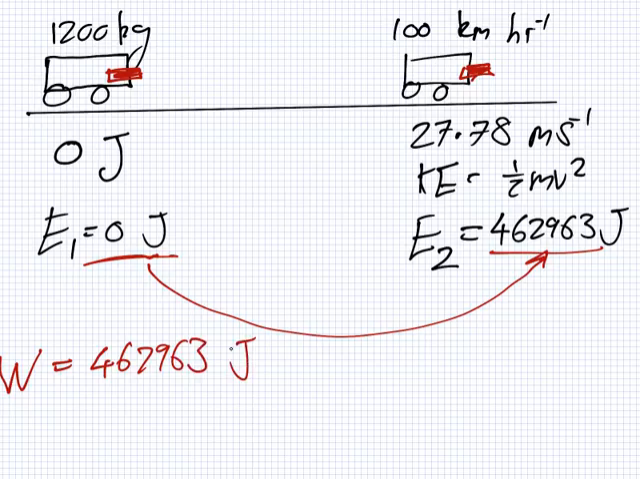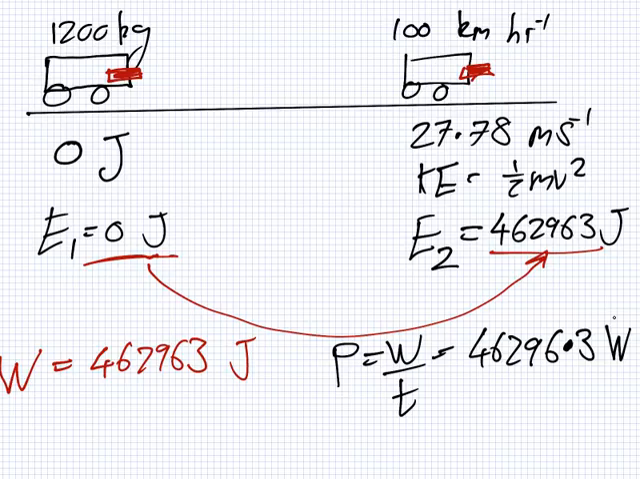And now we need the power. So the power is the work divided by the time. So that would be 46,296.3 watts. I didn't round up, but it doesn't matter, I'll round off now. So that will be 46.3 kilowatts. That's the power of the engine. Now that's powerful. That's 46 kilowatts.